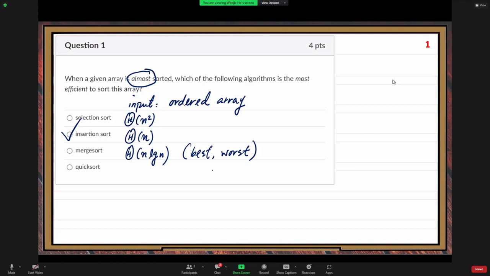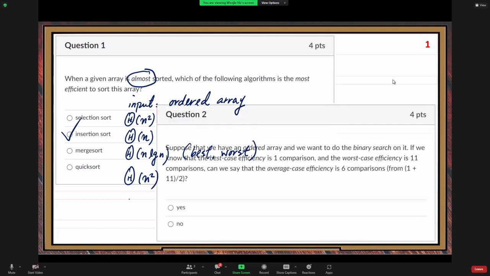Quick sort with ascending order is very special: we would get the worst case. So now you can see insertion sort is the best here. Question: n squared, is that worst case or average case? Worst case. Average case is n log n.